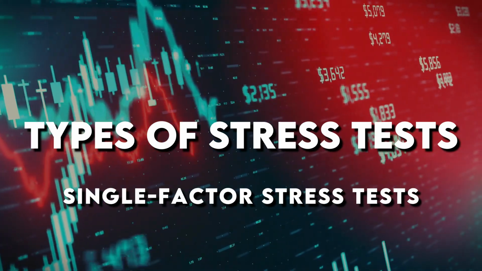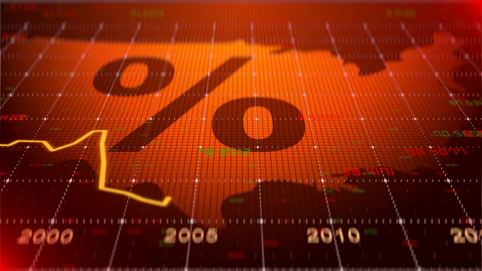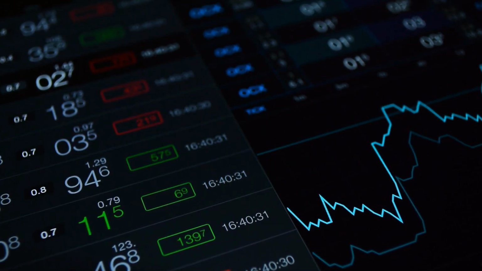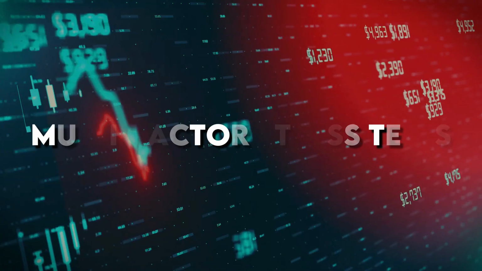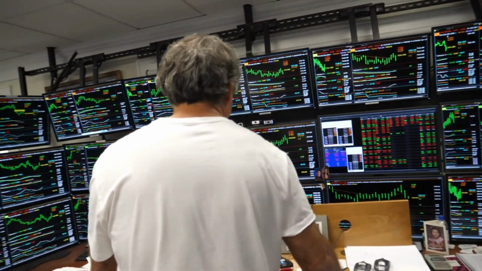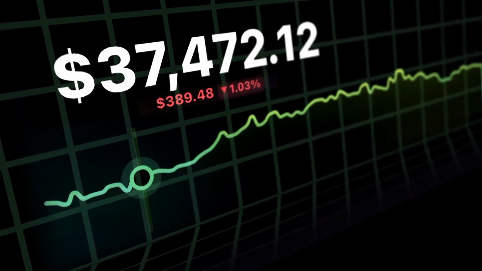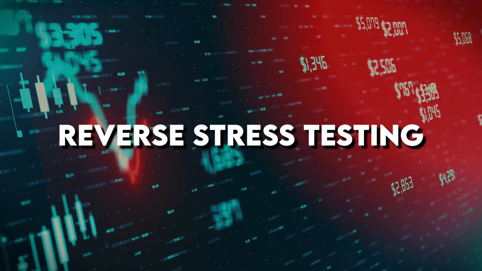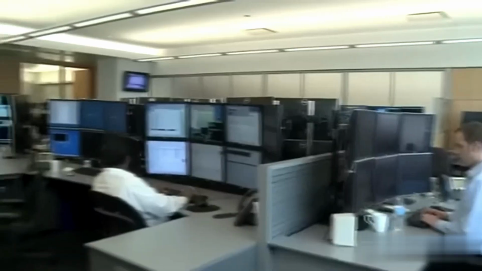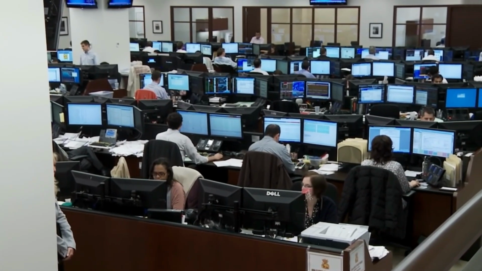Types of stress tests. Single-factor stress tests examine the impact of a single drastic change in a specific risk factor, like a large interest rate hike affecting bond portfolios or a significant drop in stock prices impacting equity investments. Multi-factor stress tests analyze the combined effect of multiple risk factors, such as simultaneous fluctuations in interest rates and stock prices, assessing the cumulative impact on a diverse portfolio. Reverse stress testing starts with a severe outcome, identifying the conditions that would lead to a financial crisis or major loss, which helps in uncovering hidden vulnerabilities and planning for extreme scenarios.